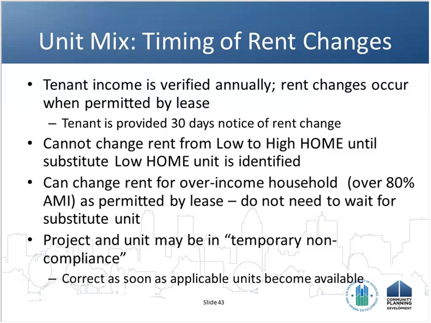We'll talk more about this substitution of a low to a high unit. Essentially, we're not able to change a low home unit designation until we find a replacement for that. We'll go over that in much more detail tomorrow. We'll also be talking about, when we have over income individuals, about raising rent for them. And this idea that you will have times where your project is going to be in what we would call temporary non-compliance, where you're waiting for that opportunity to make that next adjustment.